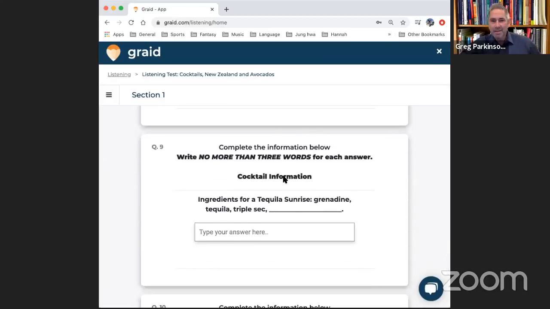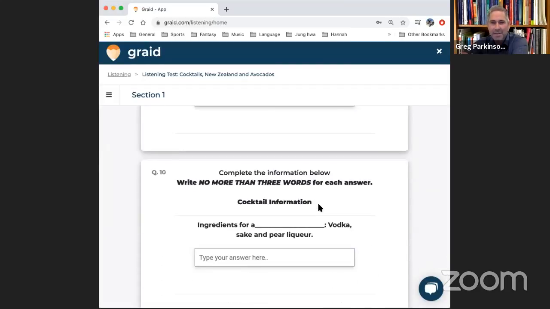Now we can see here that there's something about cocktail information. So this gives us more of a clue about the type of listening that we're going to hear. So perhaps this is a job interview for a bar or a restaurant. And maybe you're a fan of cocktails. It's asking for the ingredients in a tequila sunrise. Now, occasionally you might come across a question that you can answer without listening if you have certain general knowledge. I don't know what's in a tequila sunrise, so I will have to listen and find out the missing ingredient.